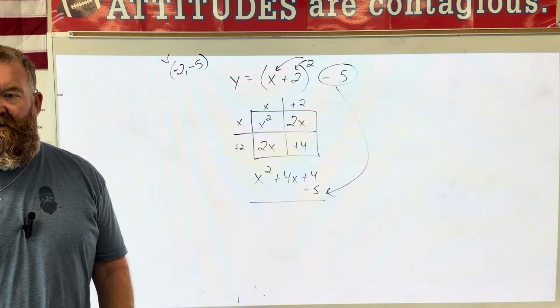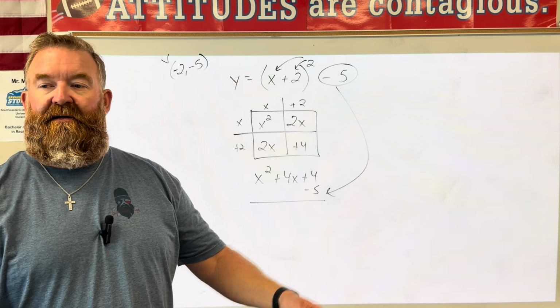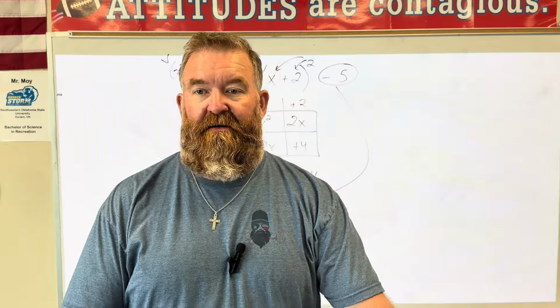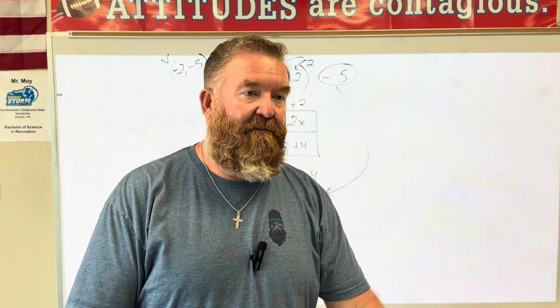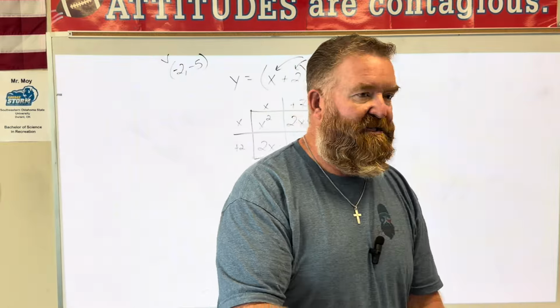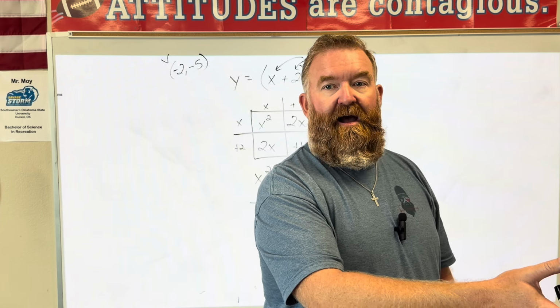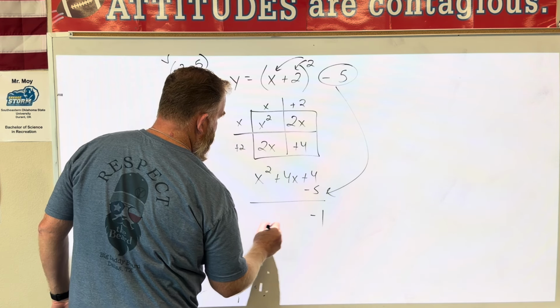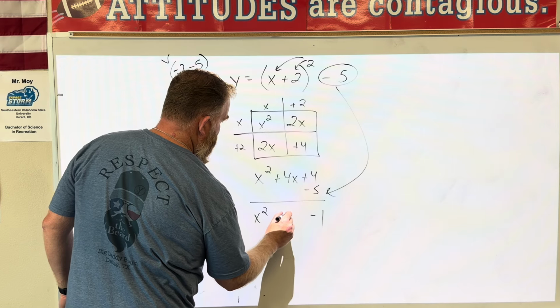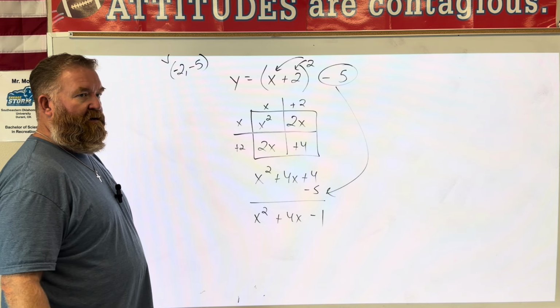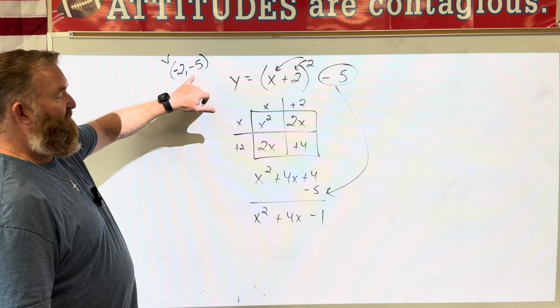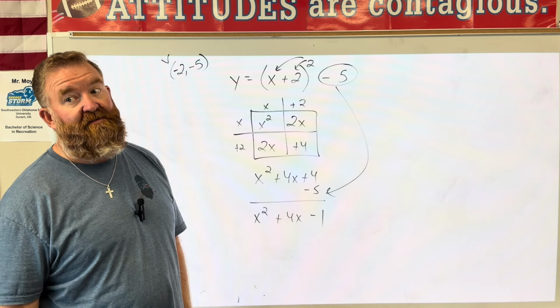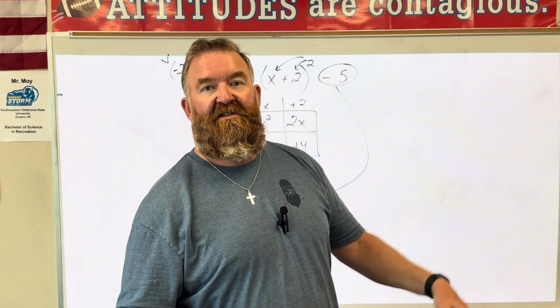Why that part of it? It's a like term. That's the only thing I can't subtract it from x squared. I can't subtract it from x, but I can subtract it from 4. I can go 4 minus 5. What's 4 minus 5, guys? Negative 1. There it is. X squared plus 4x minus 1. So the vertex of that equation is actually that. It's interesting. Okay. Well, to me, it's interesting.